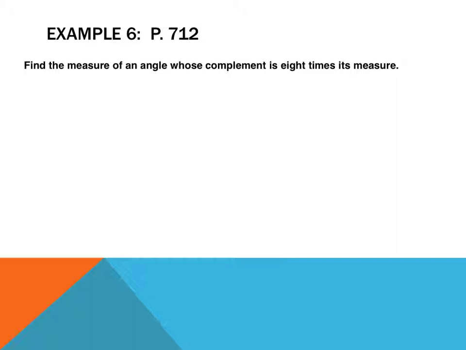Example 6. Find the measure of an angle whose complement is 8 times its measure. I'm going to draw a picture for this to represent two angles that are complementary. If this is x, the complement is 8 times its measure, so 8 times x.